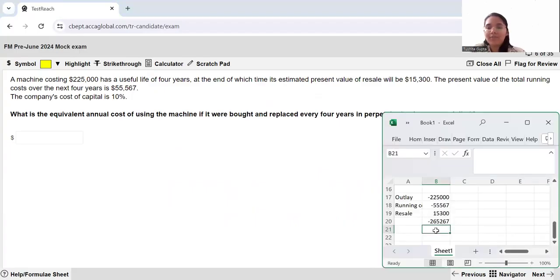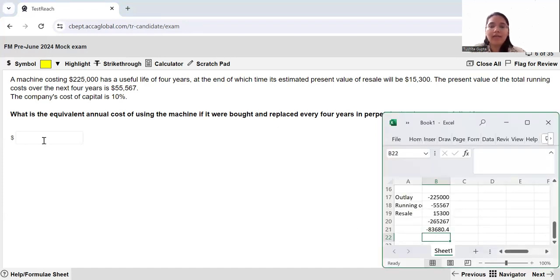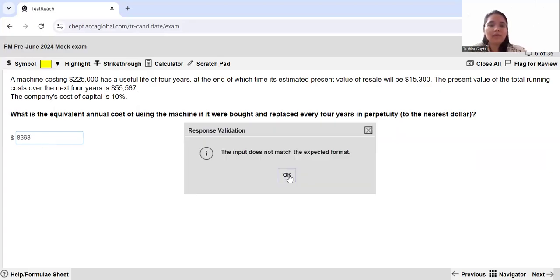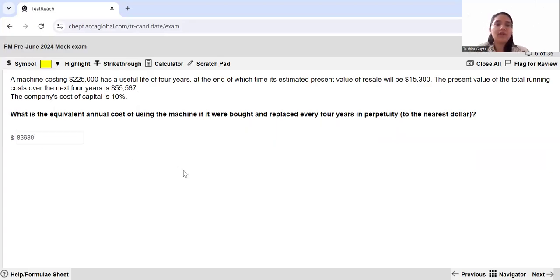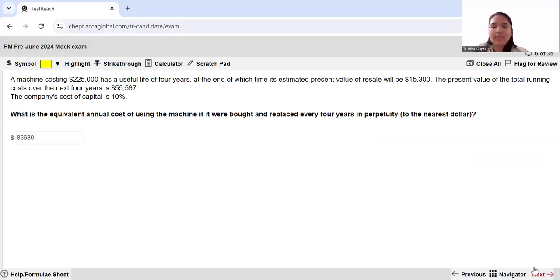So this figure needs to be divided by 3.170. So with this, you arrive at your answer as 83,680.4. Because they want you to round it off to the nearest dollar, I'm going to write my answer as 83,680. This is what I enter in my answer. No decimal places. Even if you try to put them in, it's not going to allow you. So this is how you answer this one.